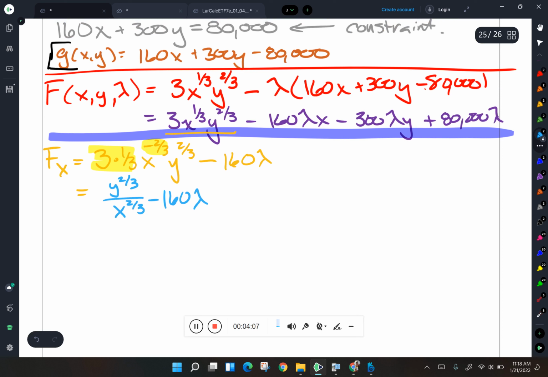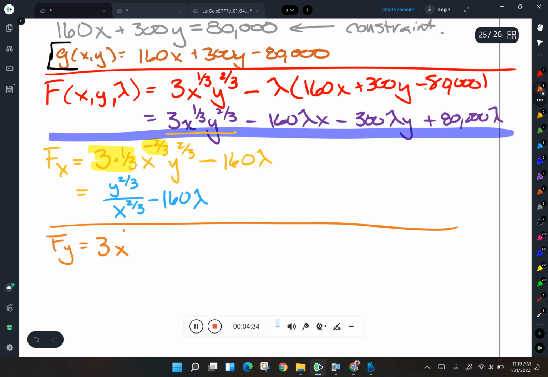All right, let's find the other ones. F sub y, the first order partial derivative with respect to y. Let's see, that's going to be 3x to the 1/3. Actually, I should change colors because I finished the last one in light blue. I should do this one in a different color so it stands out. So orange. So F sub y, the first partial derivative, is going to be 3x to the 1/3 times 2/3 y to the negative 1/3 minus 300 lambda.